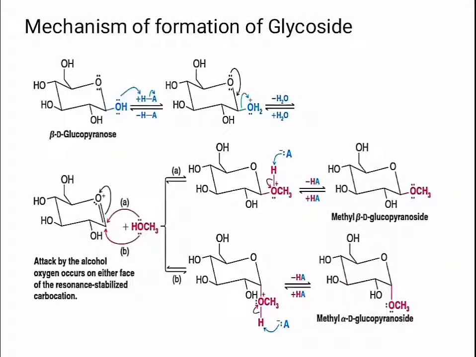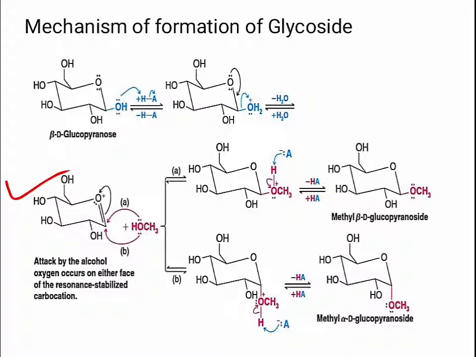Now, what is the mechanism of formation of glycoside? At first, this OH is taking a proton and it is being converted into a very good leaving group, OH2+. So this oxygen is giving its electron here in this bond and this bond is being broken. After the elimination of water, we are getting this kind of molecule, where there is a double bond and oxygen is in the plus 1 oxidation state.